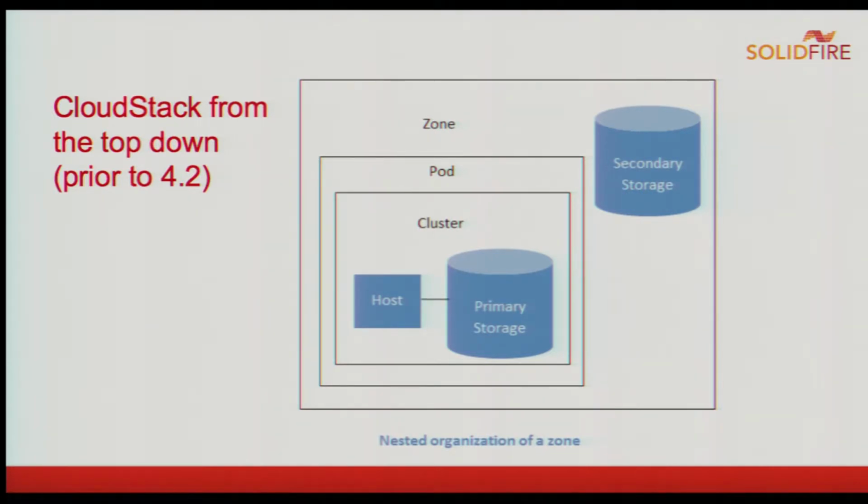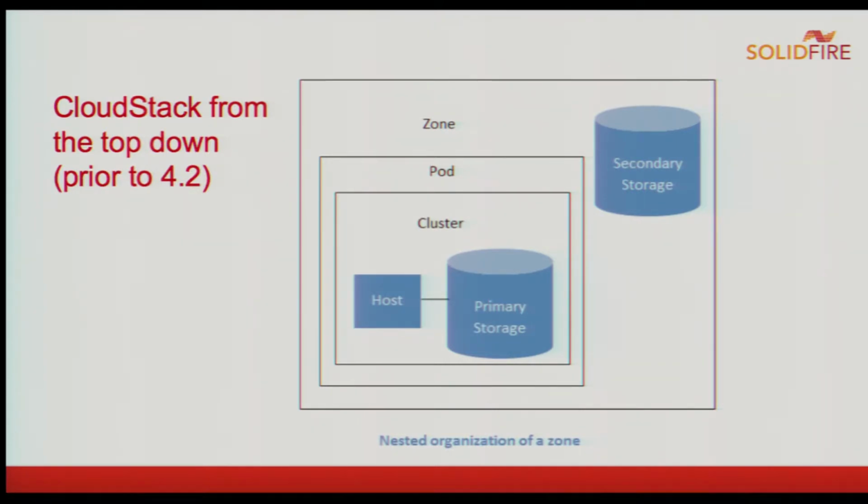So this is prior to 4.2. As John mentioned, secondary storage lives out in that zone area. What we're going to focus on for my presentation is primary storage. In this particular diagram, we've got our zone, which is basically our data center, our pod, which we could look at as like a rack in our data center, and then our cluster, which could be vSphere, KVM, XenServer, some kind of a hypervisor cluster.